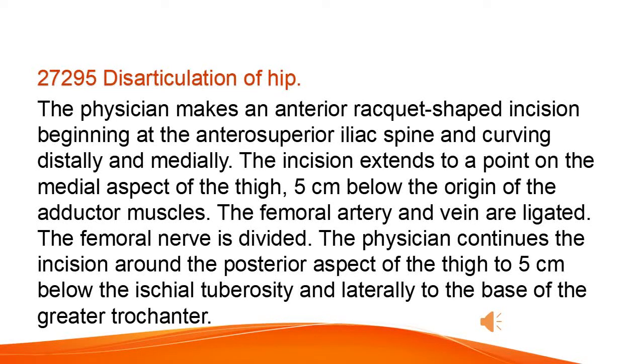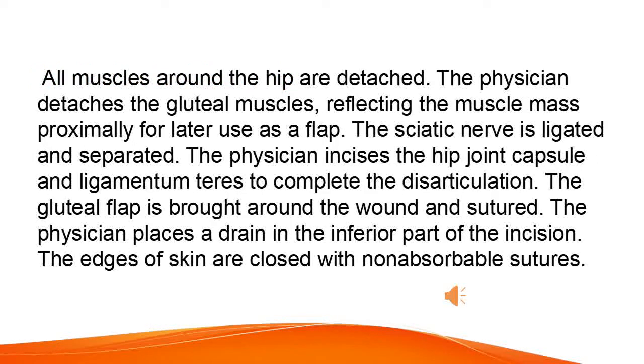The physician continues the incision around the posterior aspect of the thigh to 5 cm below the ischial tuberosity and laterally to the base of the greater trochanter. All muscles around the hip are detached. The physician detaches the gluteal muscles, reflecting the muscle mass proximally for later use as a flap.